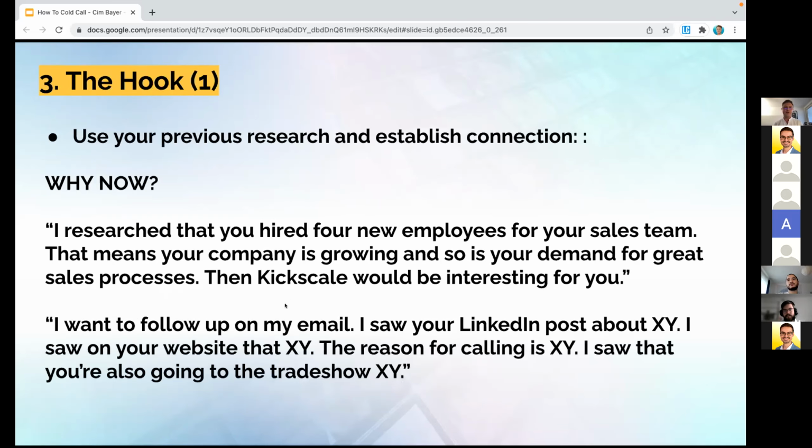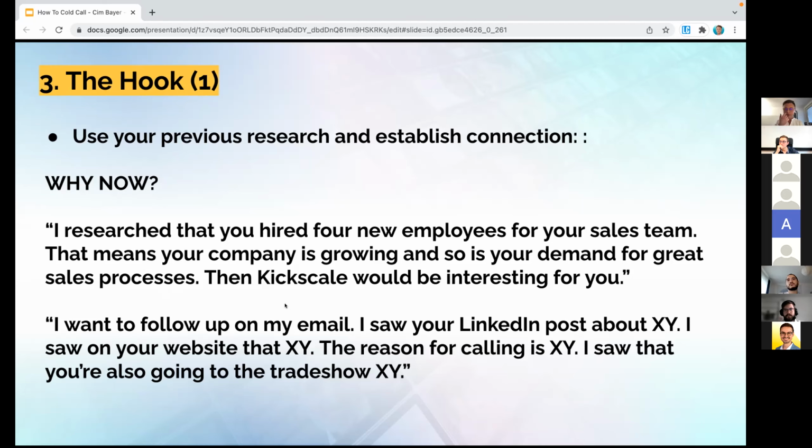And here I definitely recommend to include your previous research and that you try to establish the connection, and to answer the question, why now? Why are you now calling me? So for example, I put here, I researched that you hired 4 new employees for your sales team. That means your company is growing and so is your demand for great sales processes. Then Kickscale would be interesting for you.